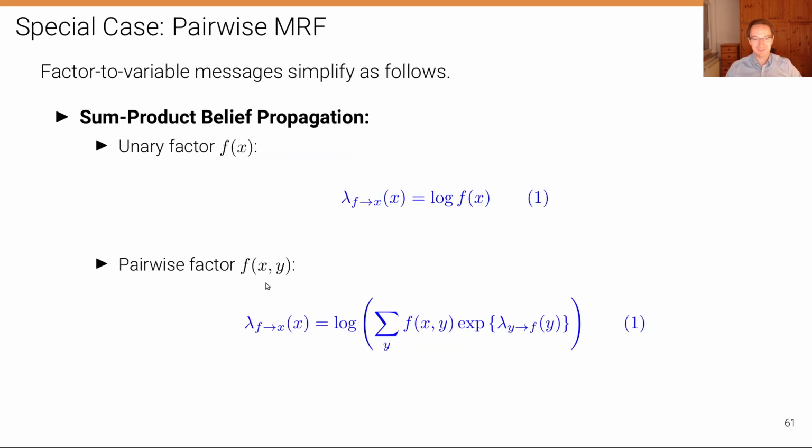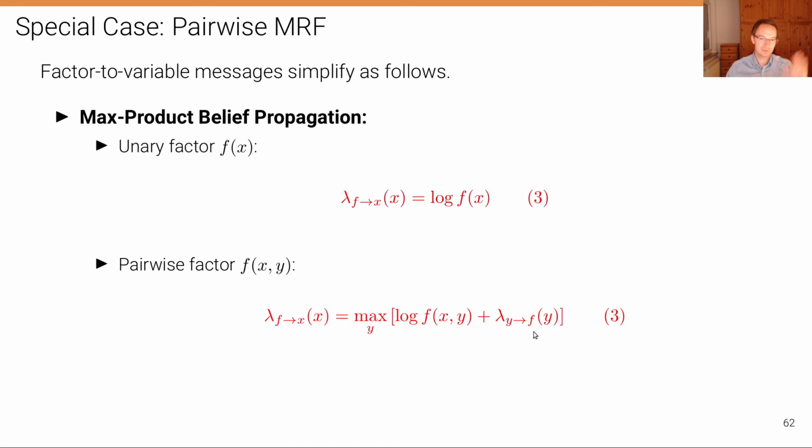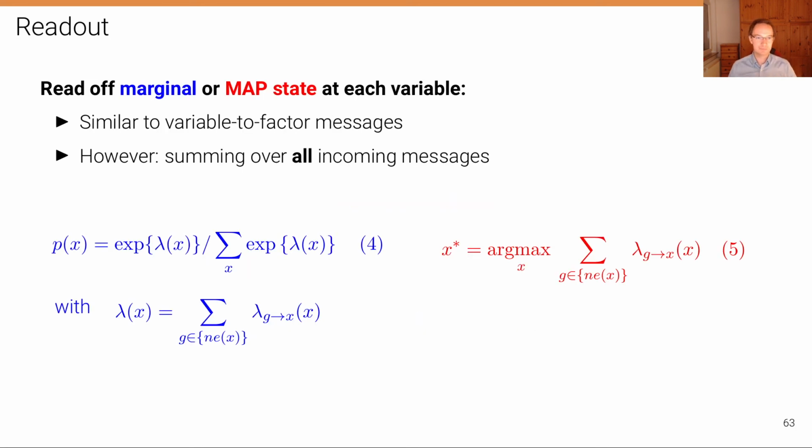The pairwise factor also simplifies because now there's only one neighbor, so we just have to sum over the states of y, which is the neighbor, if we want to send from f to x. And we have just this one incoming message that arrives from y at factor f. And the same for max product BP. Then at the end, we have the readout stage where we read off the marginal or the MAP state at each variable, which is similar to the variable to factor message, except that we sum over all the incoming messages. This is done here for the marginal, and because the output is not normalized, we have to normalize it in the end.